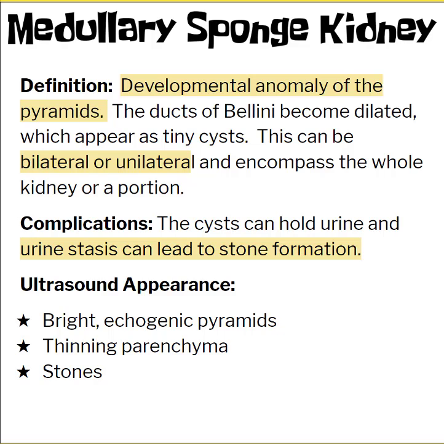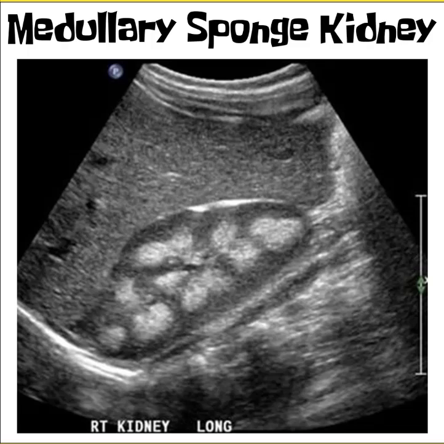Now, medullary sponge kidney, when I've seen it, has typically been bilateral, but because it's a progressive acquired disease, it can be unilateral or bilateral, and then it can be just part of the kidney or it can be all of the kidney. On ultrasound then, we're going to see very bright and echogenic pyramids. There will be thinning cortex, and sometimes we'll be able to see stones as well.